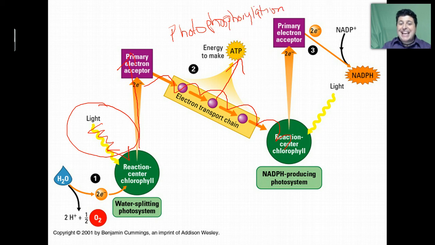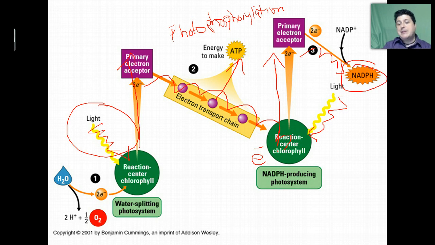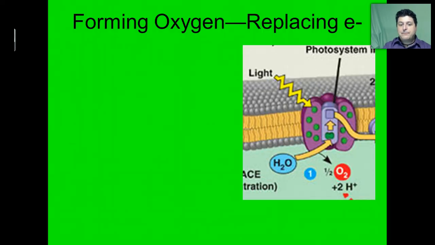Now, once we reach the end of that initial electron transport, that electron is going to be lower in energy. So they're going to be re-excited with some more light, and then it's going to move down a shorter electron transport chain and be transferred to NADP to be carried down the way.